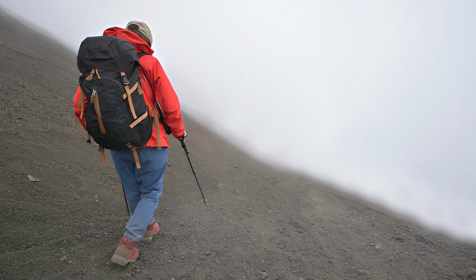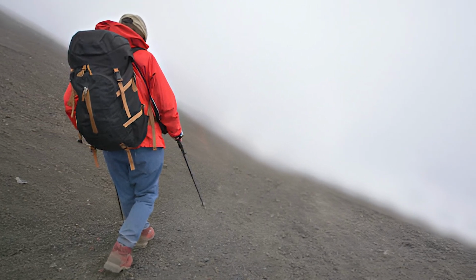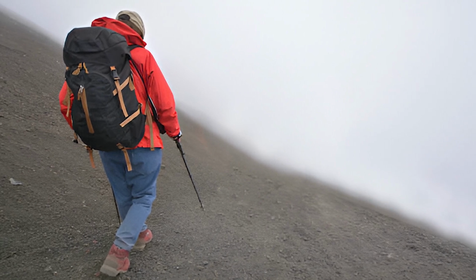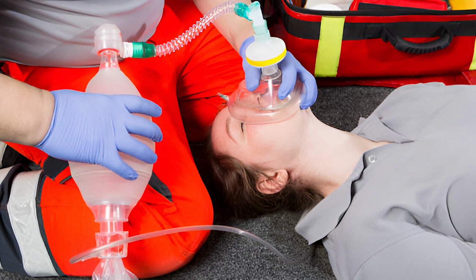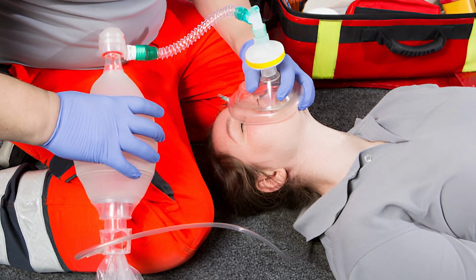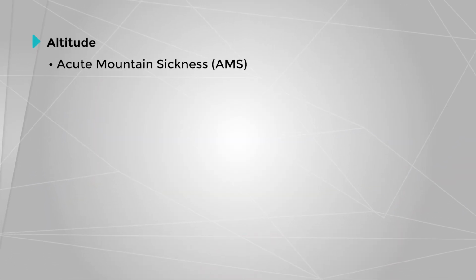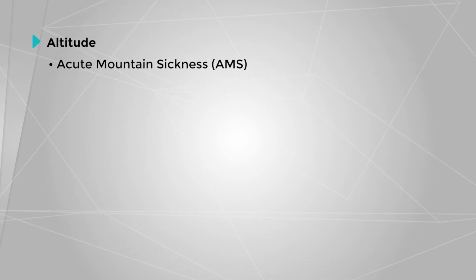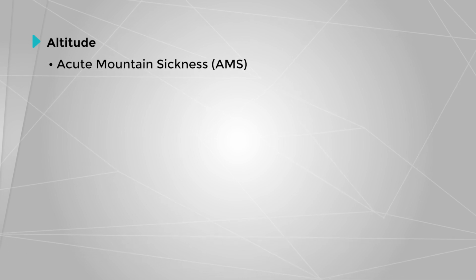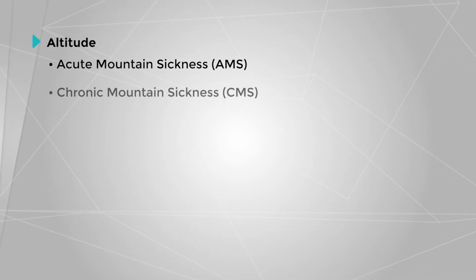Altitude. Altitude has a significant impact on health, influencing physiological responses and susceptibility to certain conditions. At higher altitudes, the reduced oxygen level and lower air pressure can affect the body in various ways. These include acute mountain sickness. Symptoms include headache, nausea, dizziness, and fatigue. This typically occurs when people ascend too quickly to high altitudes without proper acclimatization.